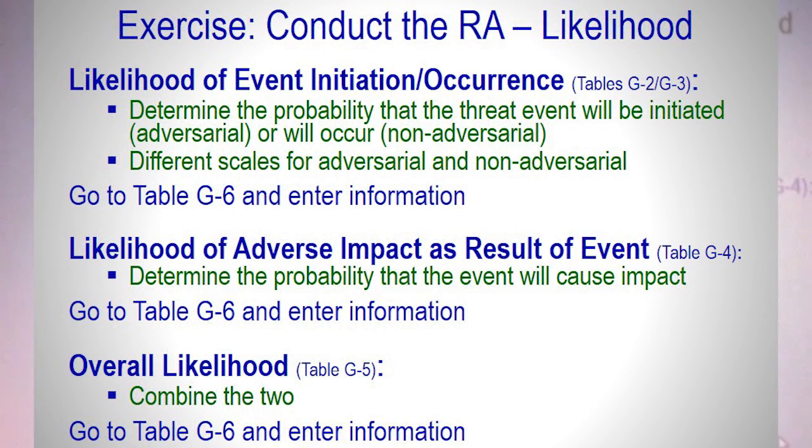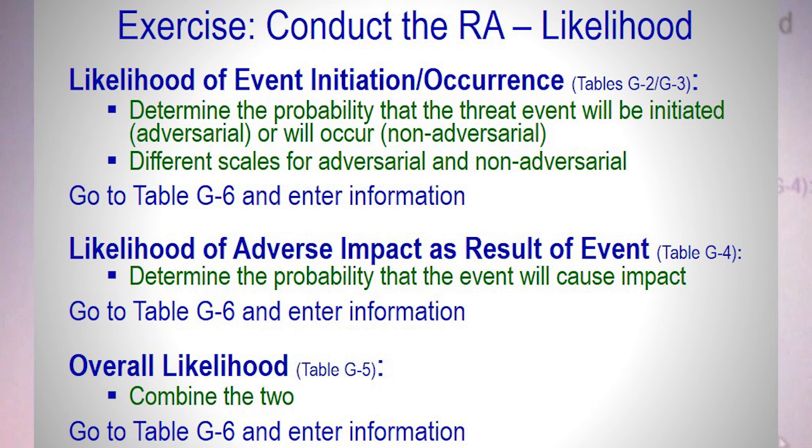Okay, let's go ahead and talk about likelihoods. We've determined what our threat sources were, what threat events could be caused by those sources, and how our system is vulnerable to those threat events. Now we have to determine how likely it is that the threat event is going to take place. We have two moving parts here. We have the likelihood of event initiation or occurrence. So how likely is it that this is actually going to happen?